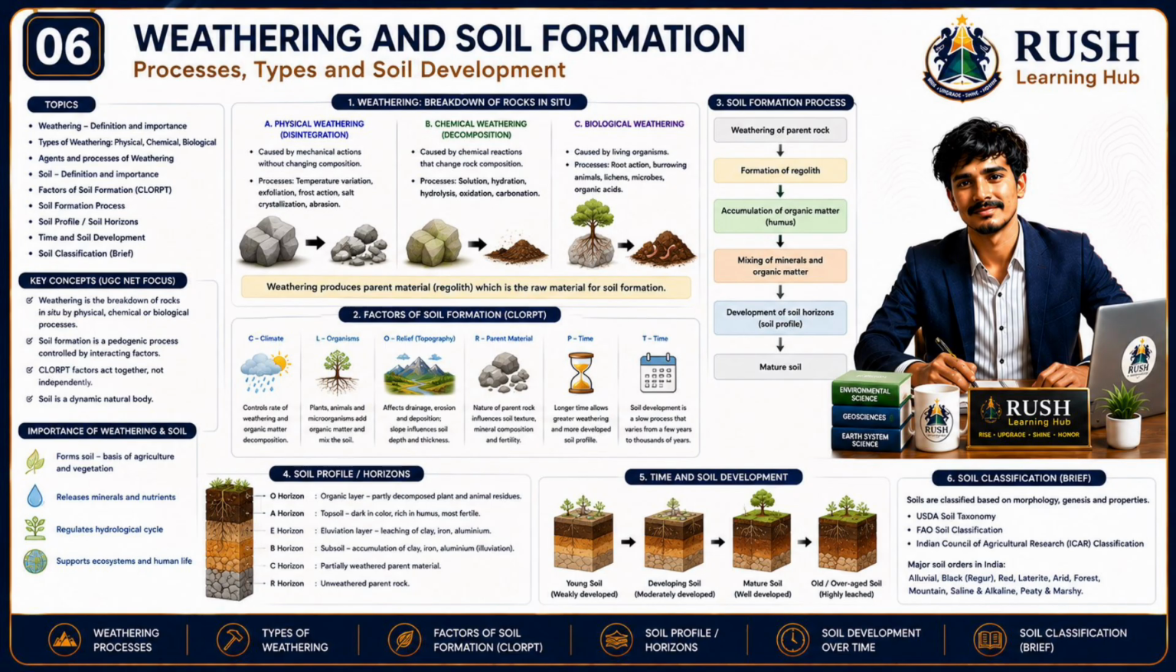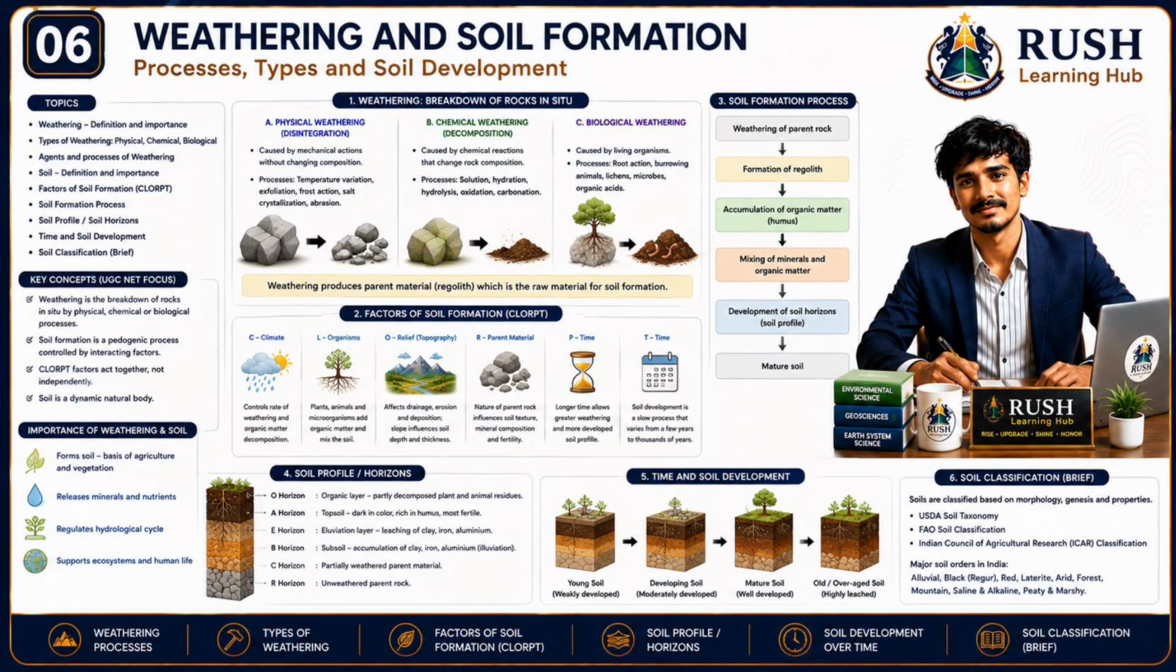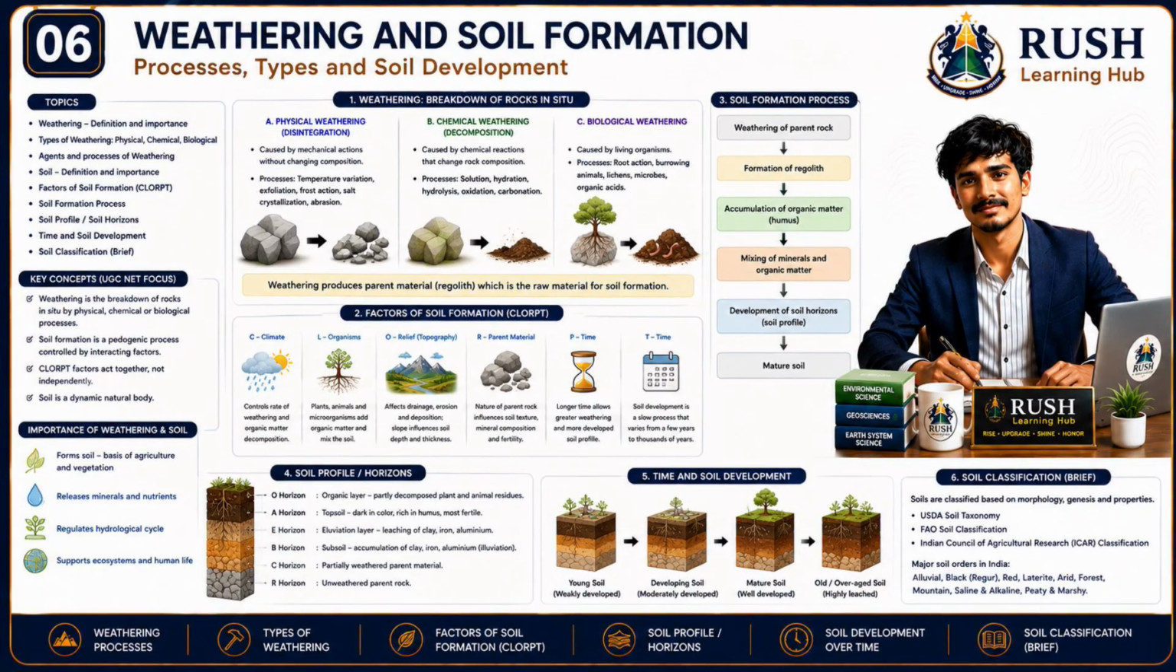Next, let us discuss chemical weathering. Chemical weathering involves decomposition of rocks through chemical reactions, resulting in the formation of new minerals and soluble substances. One important process is solution, where minerals dissolve in water. Hydration refers to the addition of water molecules to minerals, leading to expansion and weakening. Hydrolysis involves the reaction between minerals and water, producing secondary minerals such as clay.